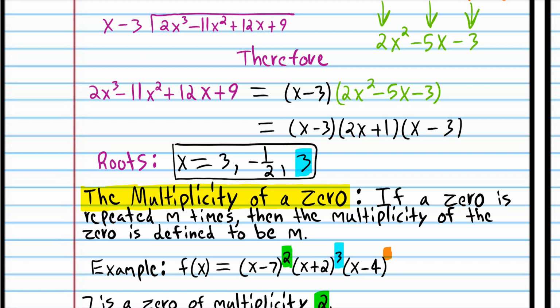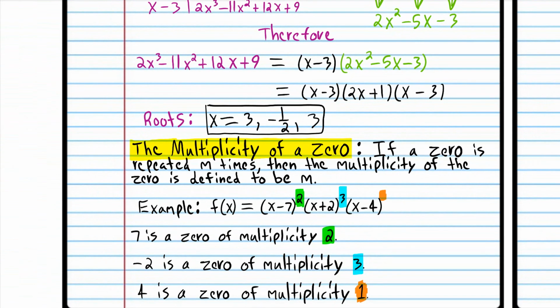Now, I know what you're thinking. You're thinking, that's kind of dumb. We don't have 3 solutions. We have 2 solutions. Well, yeah, we do have 2 solutions, but again, just to make the concepts easier to understand, we consider this solution to be repeated.